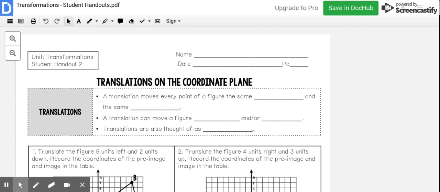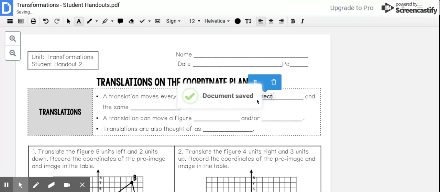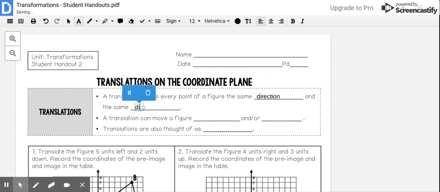So we've talked about all the transformations, kind of an overview, and now we're going to dig deeper into each one individually. So we're going to start with translations. A translation moves every point of a figure the same direction and the same distance.